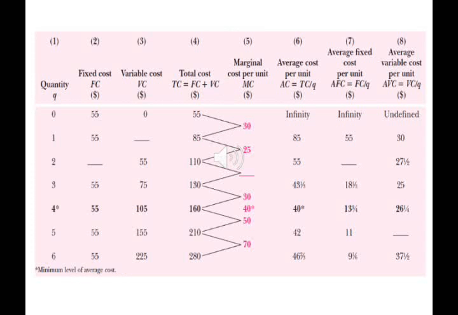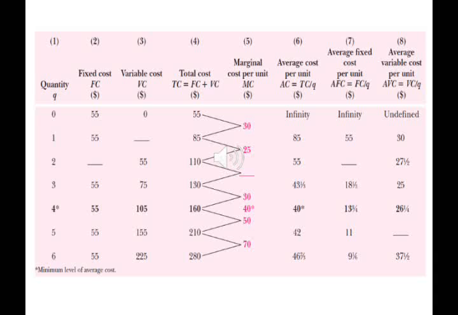This table collects all the concepts that we have studied so far in the analysis of costs in one table. So we start with column 1, which gives us the quantity produced, starting from 0 and ending by 6, for example. Then we have the fixed cost column, which, as we agreed, will be a fixed number starting even from 0. When Q is 0, we still have this fixed number existing, and it will remain fixed no matter what the level of Q is. So it starts at 55 and remains 55 till the end.